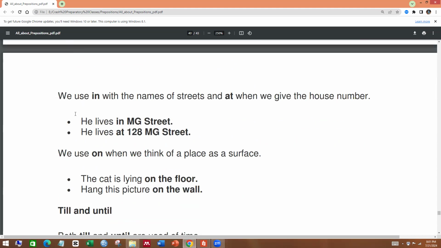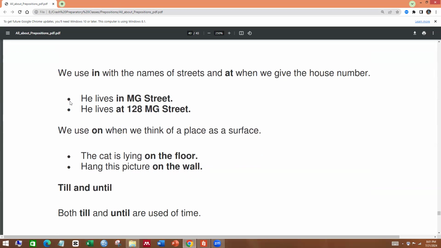We use "in" with the names of streets when we don't give the house number. He lives in MG Street. We use "at" when we give the house number. He lives at 128 MG Street. We use "on" when we think of a place as a surface. The kid is lying on the floor. Hang this picture on the wall.